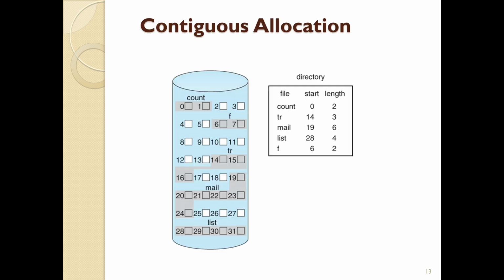Next, we come to the allocation methods. So the first one is contiguous allocation. Contiguous allocation requires that all blocks of a file be kept together contiguously. Performance is very fast because reading successive blocks of the same file generally requires no movement of the disk heads, or at most one small step to the next adjacent cylinder.